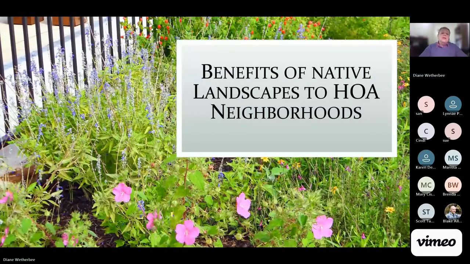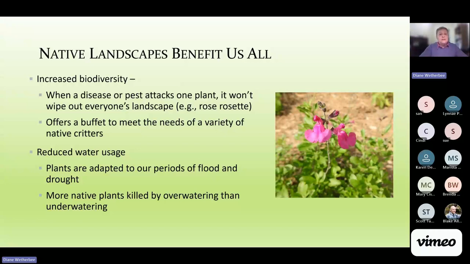So we hear HOAs object, but there are a lot of benefits of native landscapes to an HOA neighborhood or any neighborhood. And it's not just HOAs. Most importantly, it increases biodiversity. If something attacks a plant like rose rosette, I put here, emerald ash borer is another example of something that is going to decimate our ash trees. If it attacks one plant, it won't wipe out the entire landscape.